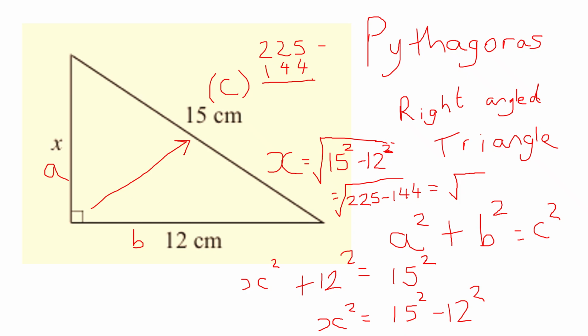So 5 minus 4 makes 1. 2 take away 4, I can't do, so I can borrow. That becomes a 1, that becomes a 12. 12 take away 4 makes 8, and 1 take away 1 is 0. So we get the square root of 81. That's going to be quite a nice number, luckily. And the square root of 81 is 9. So x is equal to 9 centimeters as my answer.